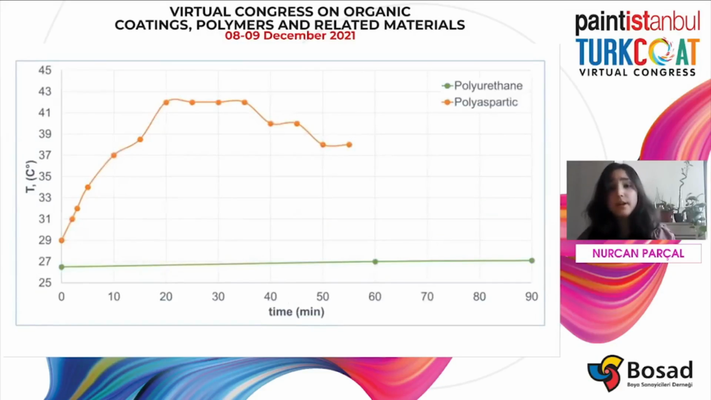In this graph, temperature change with time of polyaspartic and polyurethane formulations are plotted. As shown in the graph, temperature does not change significantly for polyurethane due to its slow reaction mechanism. However, temperature increases with time for polyaspartic, which indicates that the reaction is exothermic. High temperature change indicates low pot life.